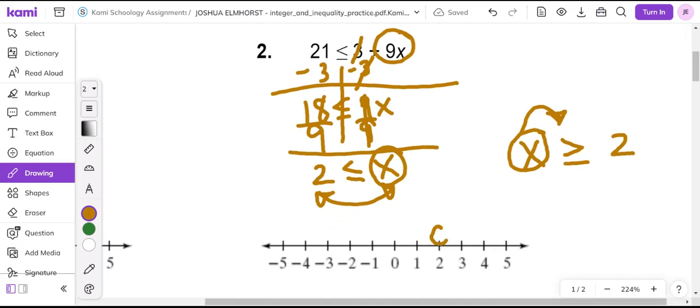So we go down here, put an open circle at 2. X is greater than, and then, well, I'm starting with an open circle, but then it's equal to, so then we're going to shade it in. So x is any number that is greater than or equal to 2.